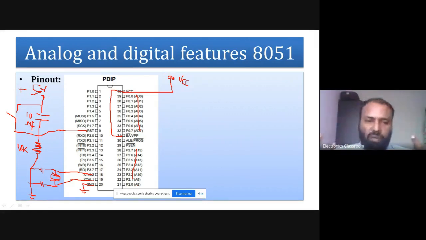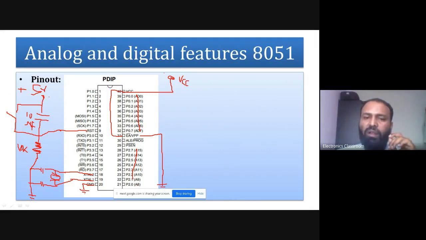Since external memory is not connected, the alternate functions of the port 0 and port 2 pins, which are nothing but address and data, will be disabled, as well as the read and write signals. The ALE signal is also disabled, which is not going to be used. If you want to connect external memory, then we can connect this pin to ground.